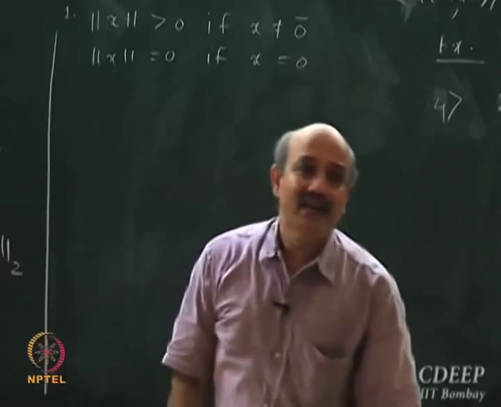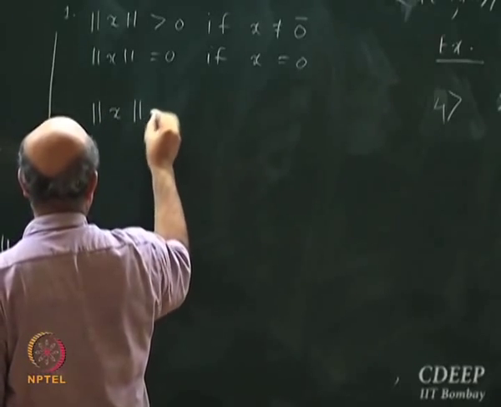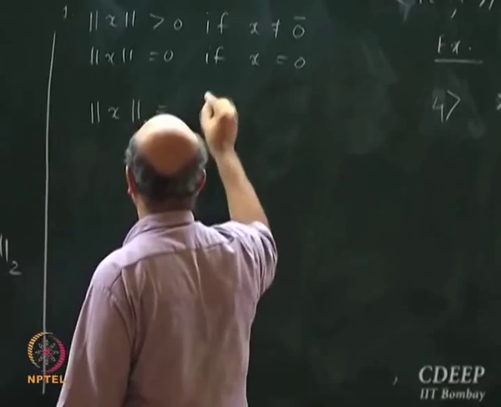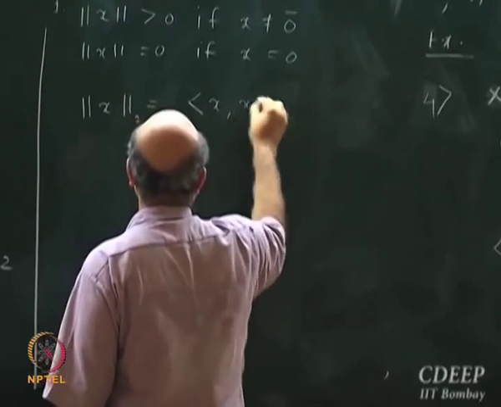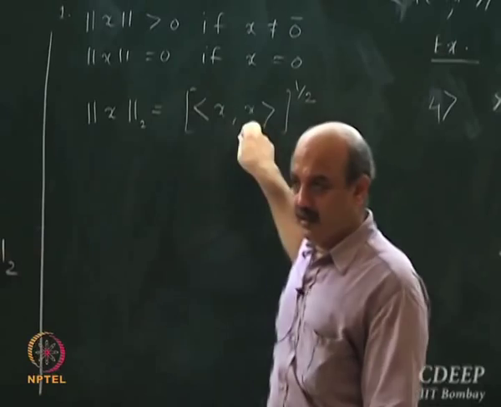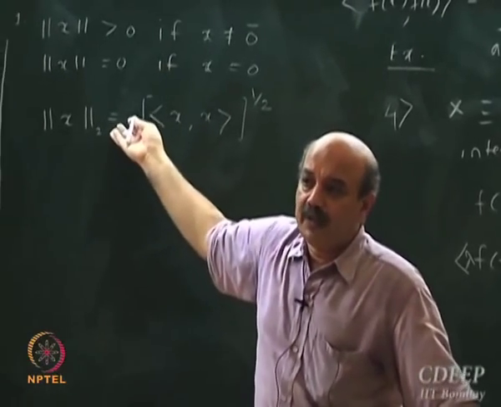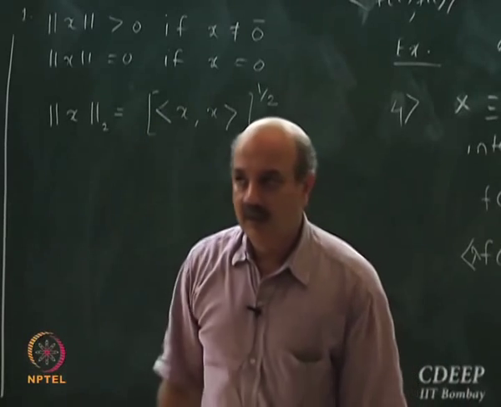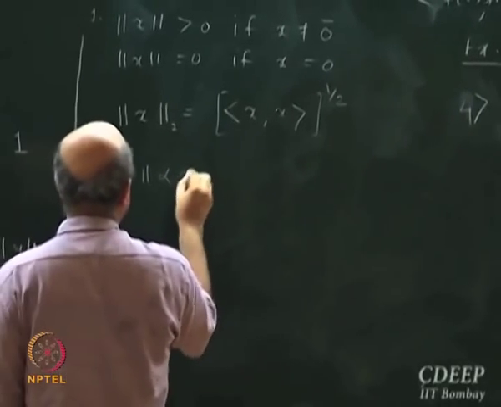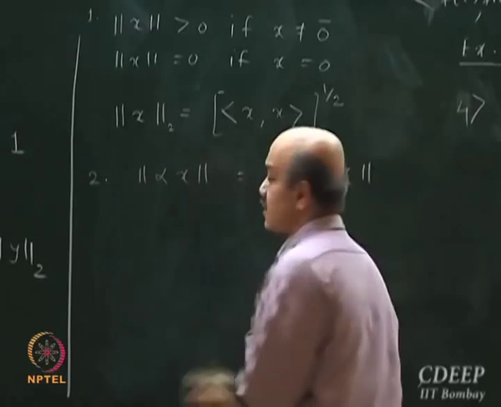What is my candidate norm definition? I want to use the inner product space to define a norm. Actually, we will call it the 2 norm, but right now let's keep calling it the 2 norm here. So the 2 norm here is, I want to say, x transpose x raised to half. This is my candidate function. Now, does this follow the first axiom for norm? It follows from the very definition. Nothing to worry. What is the second thing about norm? Scalar multiplication. If I take alpha times x, then the norm is equal to mod alpha times norm x. What about this?